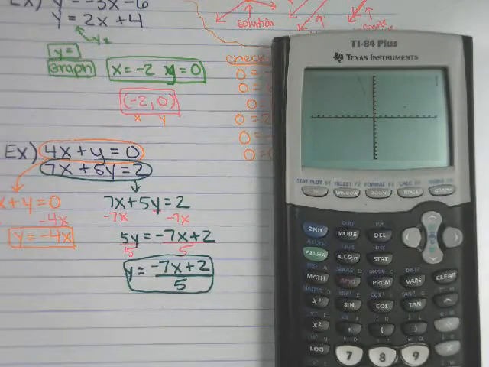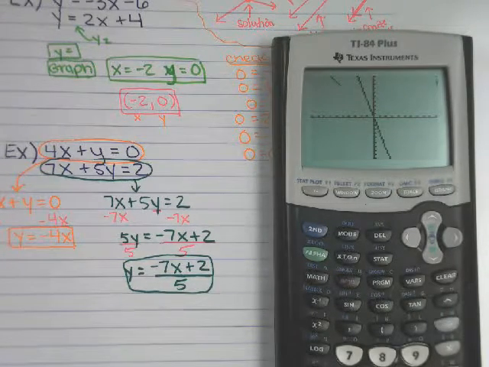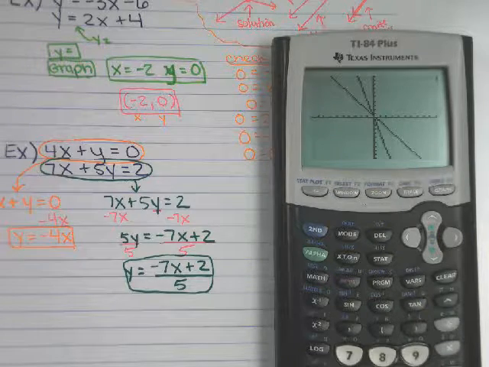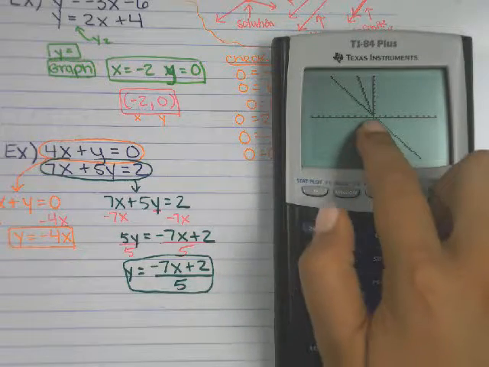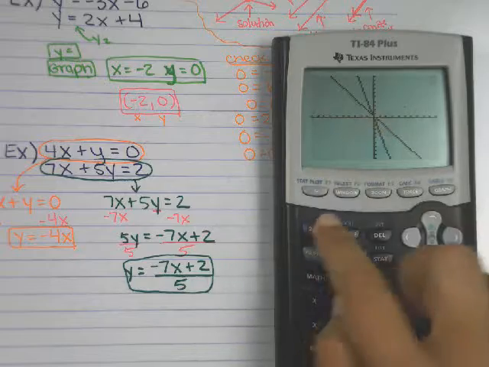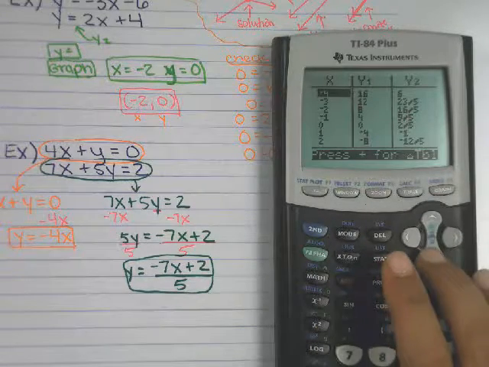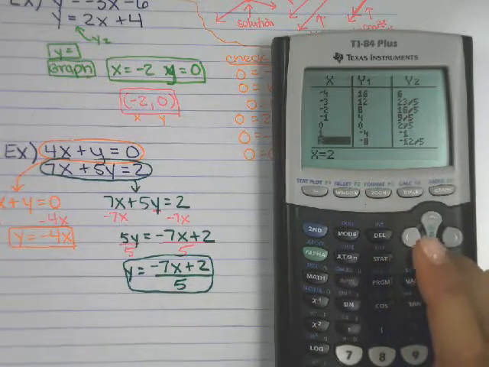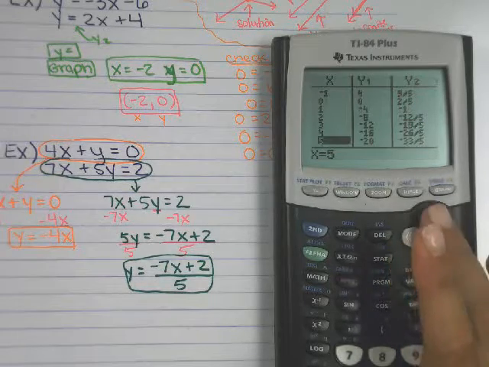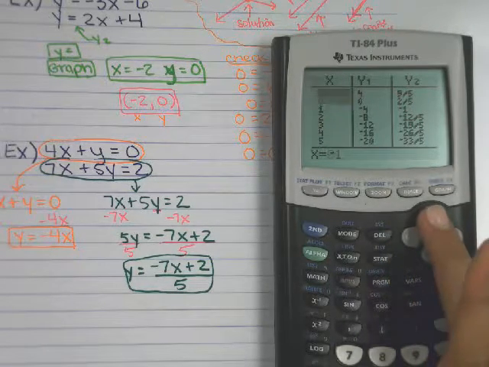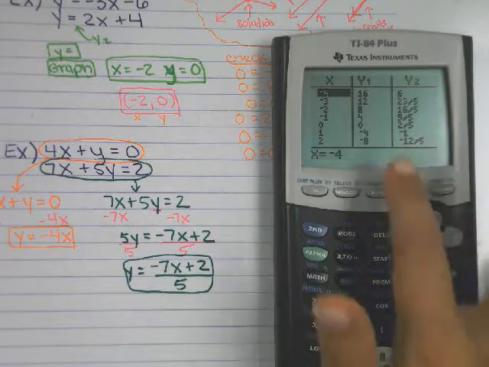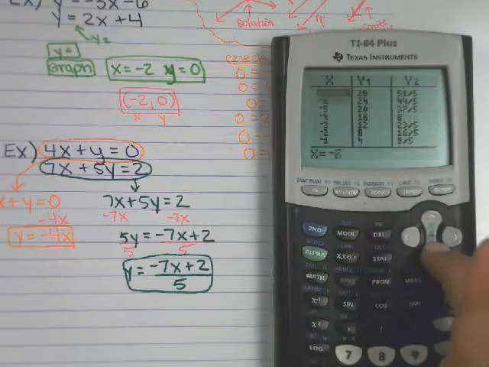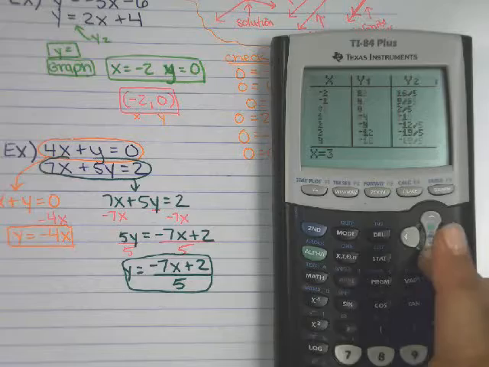Let's graph them. There's one. There's the other. It looks like they're intersecting about right in here. You can go second graph to your table. And I don't quite see anything where they're the same. I'm looking for where y is the same. So that must mean it's happening at a decimal value.